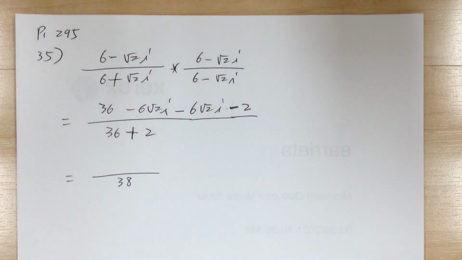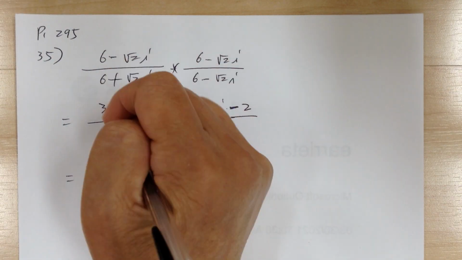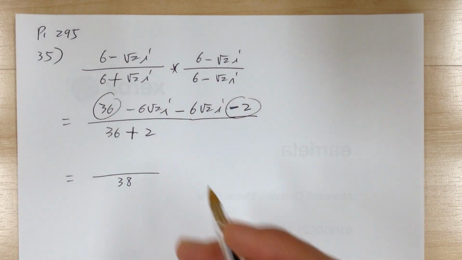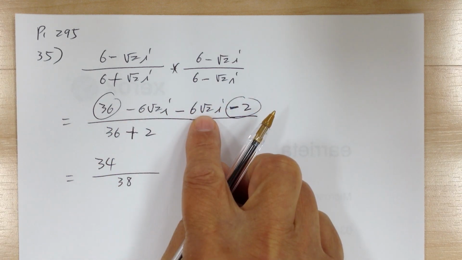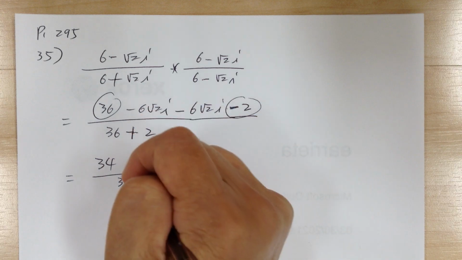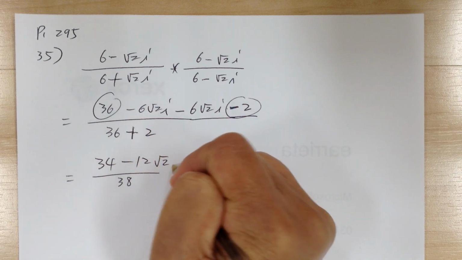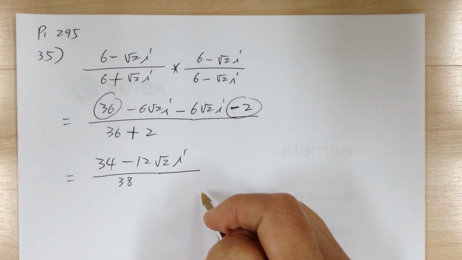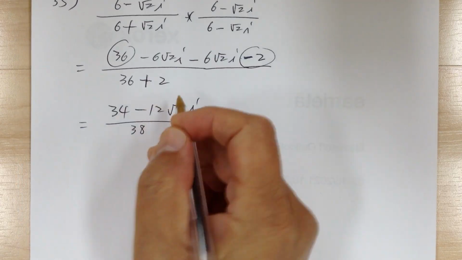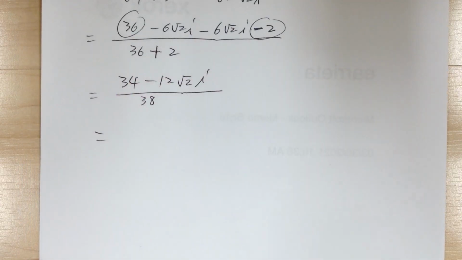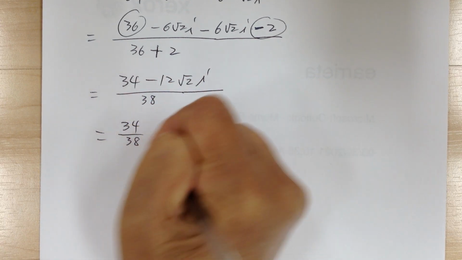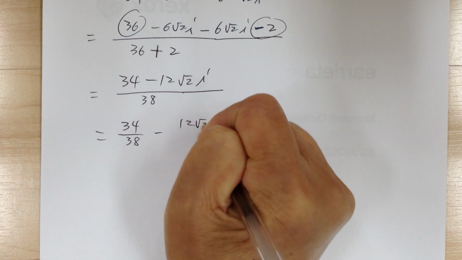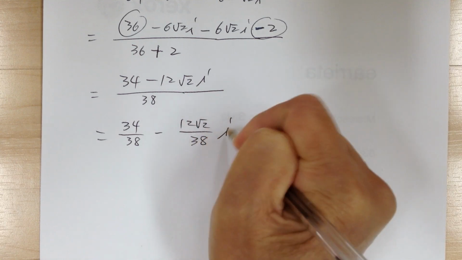Okay, so now I can go and combine the like terms. So this will give me 34. And this one, negative 6 plus negative 6 will give me negative 12 square root of 2i. And again, put this in the standard form, a plus bi form. So you got 34 over 38 minus 12 square root of 2 over 38i.